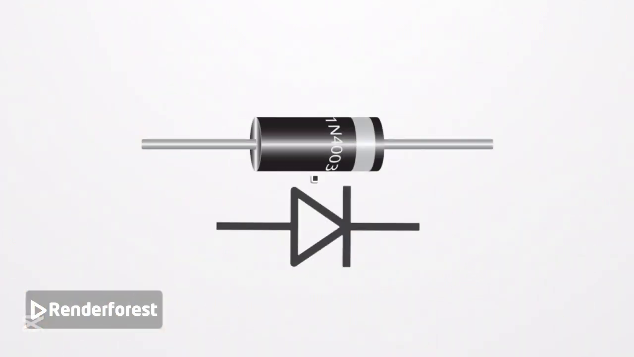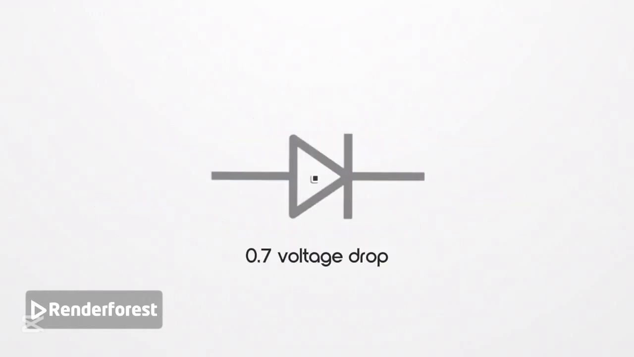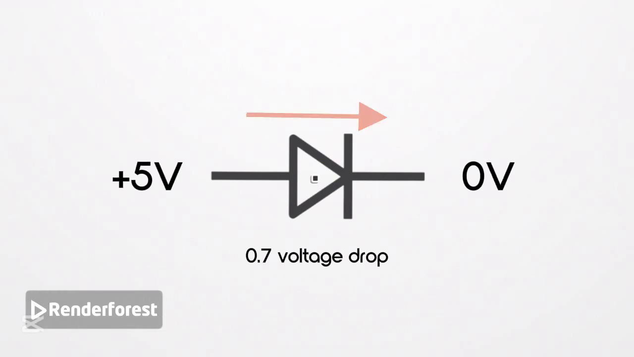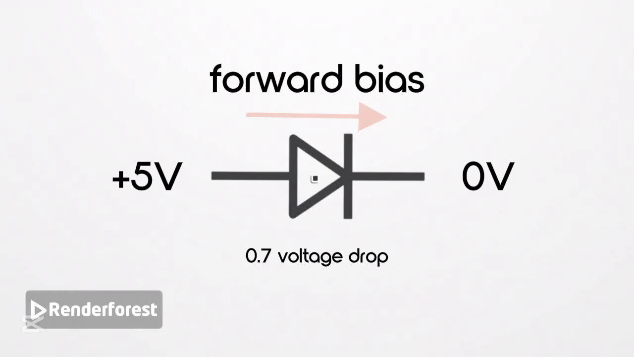A diode has two terminals. An anode, which is a positive side, and a cathode, a negative side. The anode connects to the positive terminal and cathode connects to the negative terminal. When the anode voltage exceeds the cathode voltage by more than its voltage drop, the diode conducts current. This is called forward bias. It acts as a closed circuit.